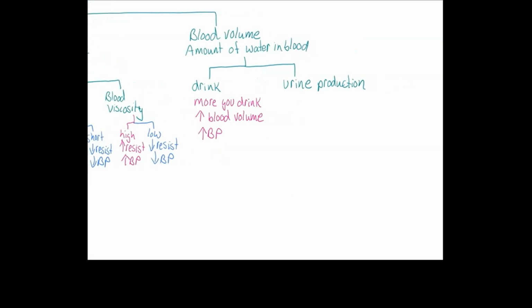When it comes to urine production, the more urine you make, the lower your blood volume, because making urine takes water out of your blood. And if you reduce blood volume, you reduce blood pressure. So drinking more raises blood pressure, urinating more lowers blood pressure.